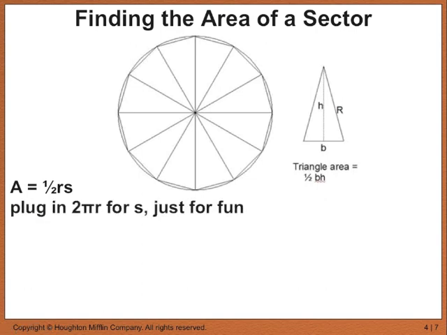Plug in 2 pi r for s just for fun. We know that 2 pi r is the circumference of a circle. And so, when you're dealing with a whole circle, the arc length is equivalent to the circumference. What happens if you plug in 2 pi r for s into this formula? What do you end up with? Put 2 pi r in for s and do 1/2 r times 2 pi r. And what do you get? You get pi r squared. And pi r squared is the formula for the area of a circle, as you know.